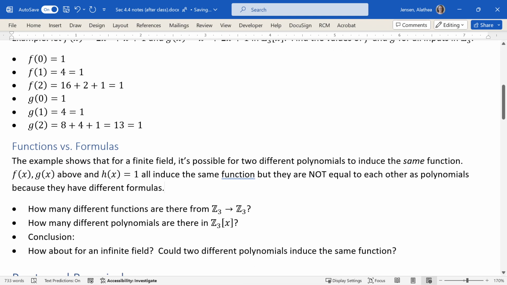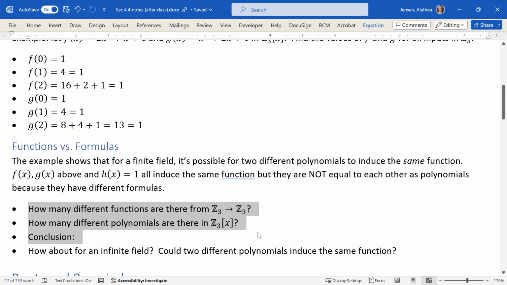And an interesting question here might even be to ask, how many different functions are there from Z3 to Z3? And how many different polynomials are there in this Z3 polynomial ring? And then if you can manage to answer both of those, what conclusion can you draw from that? So I'd like for you guys to pause the video here and think about these 3 questions. How many different functions could there be from Z3 to Z3?